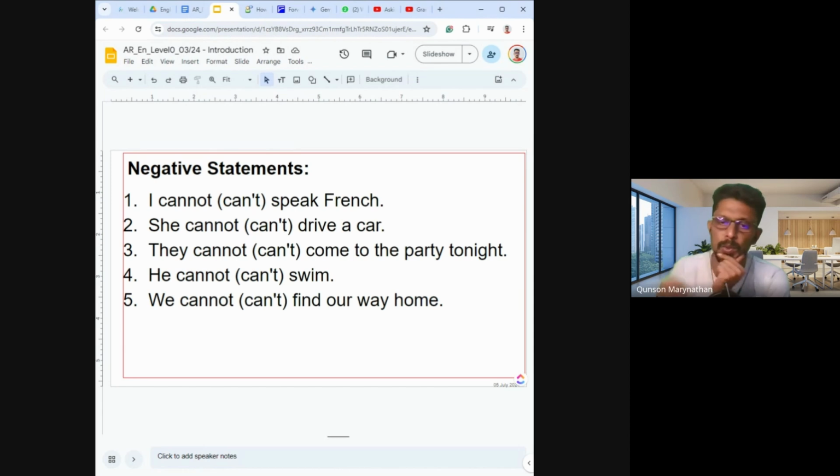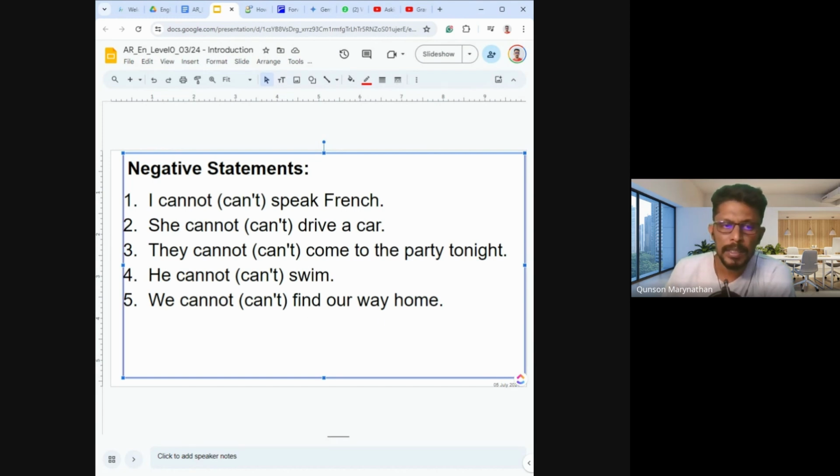You cannot do something. If you cannot do something, then you talk about it. You say, I cannot speak French. She cannot drive a car. But for cannot, you can also say can't, right? It's a short form of the word cannot. You can say can't. He cannot swim or he can't swim. We cannot find our way home. We can't find our way home.